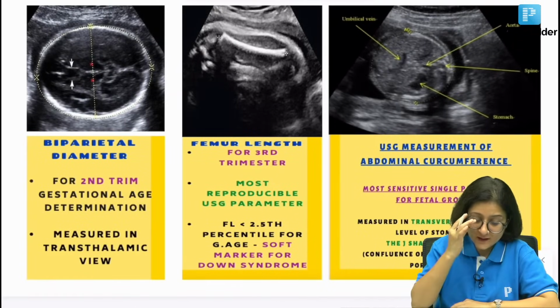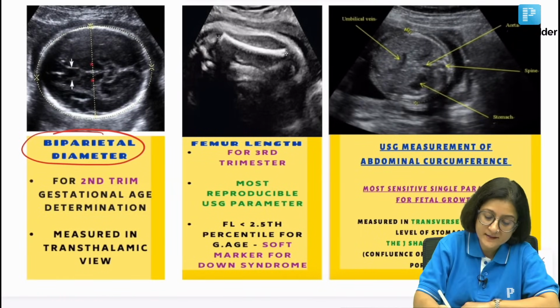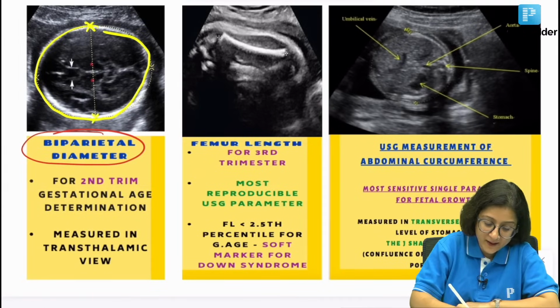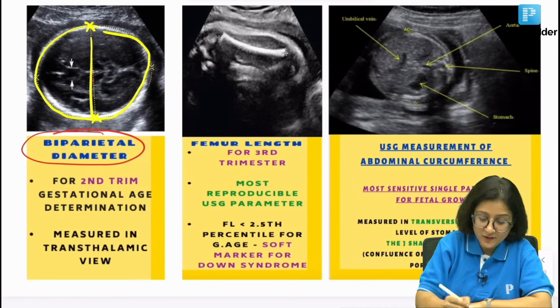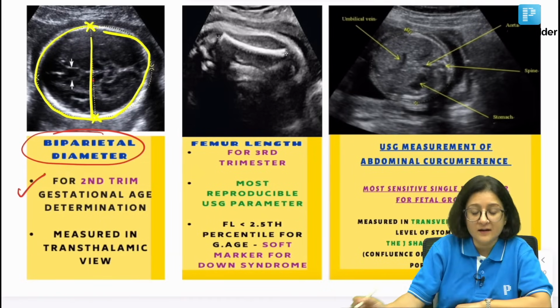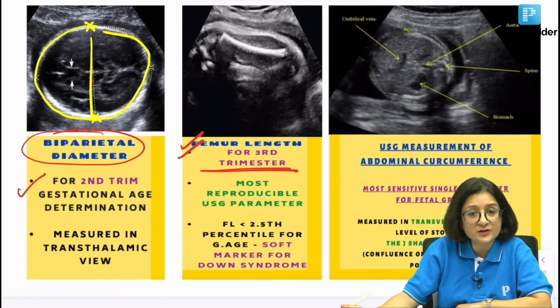Now, next we have the biparietal diameter. Images are given to you. You can see the fetal head. This is the head circumference, and this is the biparietal diameter being measured. This is for gestational age estimation in the second trimester. Then we have the femur length. Femur length is for gestational age estimation, most reliable in the third trimester.